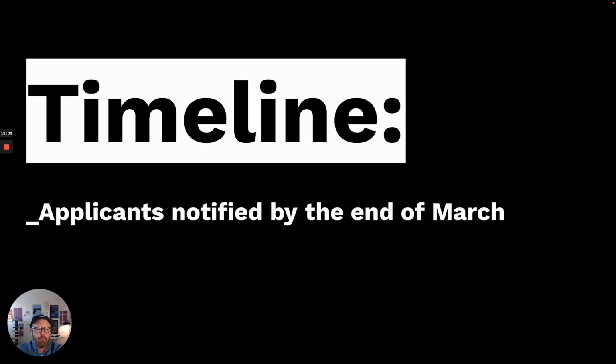So in terms of the timeline, you will be notified if you are accepted into the program or if you are not accepted into the program by the end of March. It's generally around spring break. We do that so that you're able to adjust and make plans if you aren't accepted into the program. But if you're not accepted, you will also get an email as well.